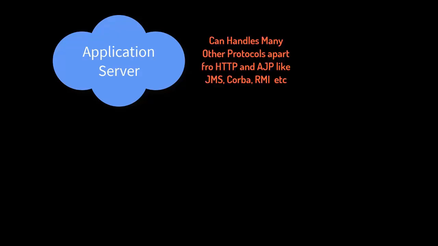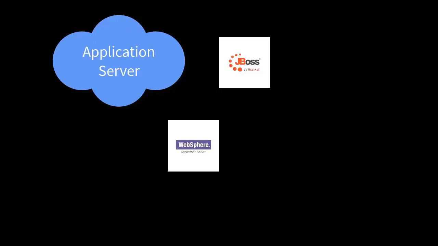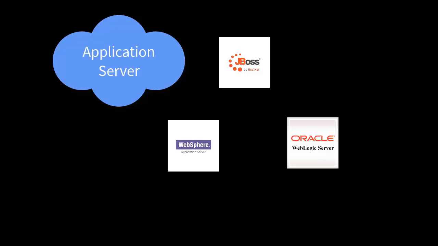An application server, on the other hand, can not only handle HTTP but can handle other protocols as well, like JMS for Java messaging, CORBA, etc. And they are also capable of supporting Enterprise Java Beans. Although this is not used much since the advent of the Spring framework, these capabilities should be there in an application server to qualify it to be called an application server. A few common examples of application servers are JBoss, WebSphere Application Server, which is an IBM product, or WebLogic Application Server, which is supported by Oracle.